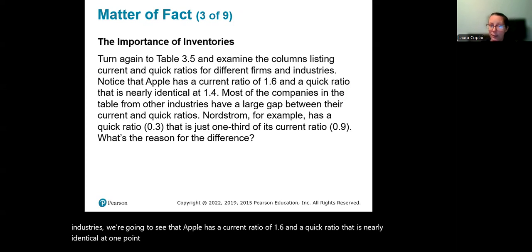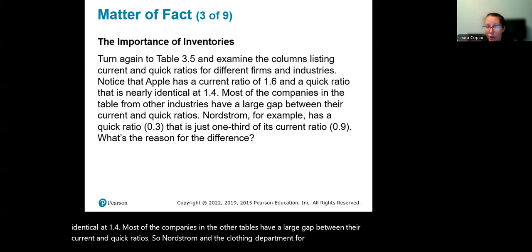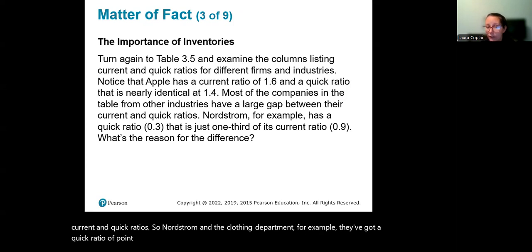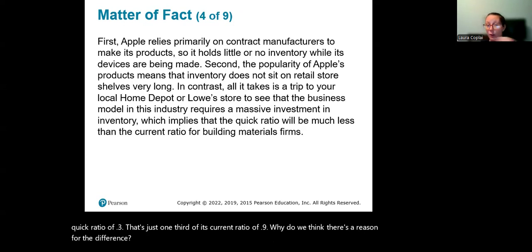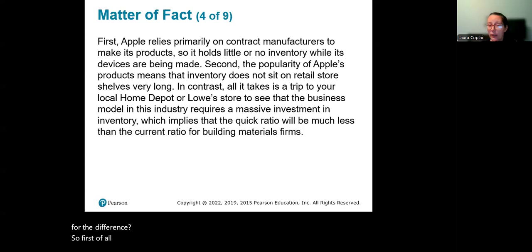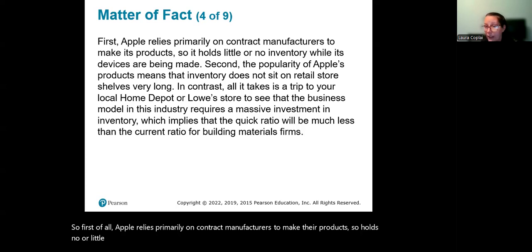Most of the companies in the other tables have a large gap between their current and quick ratios. So Nordstrom in the clothing department, for example, has a quick ratio of 0.3. That's just 1/3 of its current ratio of 0.9. Why do we think there's a reason for the difference? First of all, Apple relies primarily on contract manufacturers to make their products, so it holds no or little inventory while the devices are being made. Second, Apple's products' popularity means that the inventory doesn't sit on a retail store shelf very long.